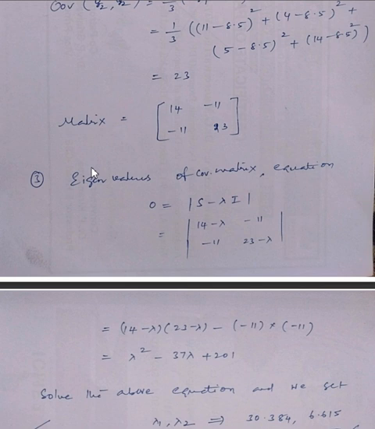So the second step is finished in the algorithm. The third step is calculation of the eigenvalues of the covariance matrix. We already know how to calculate the eigenvalues: determinant of S minus lambda I is equal to 0. Based on this, we have to calculate lambda 1 and lambda 2.